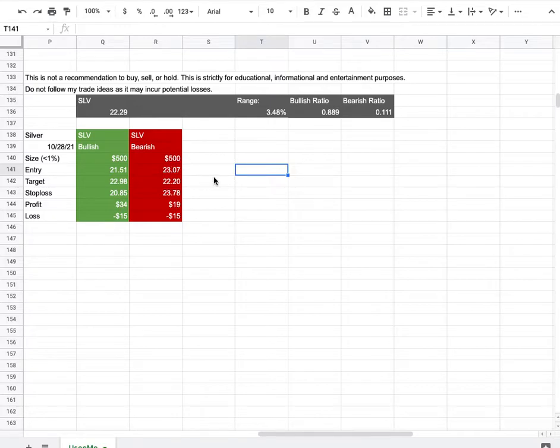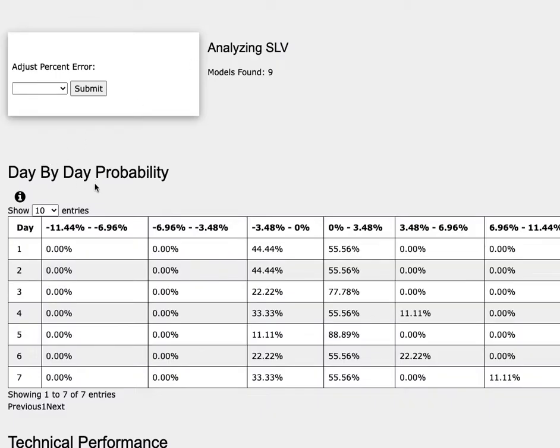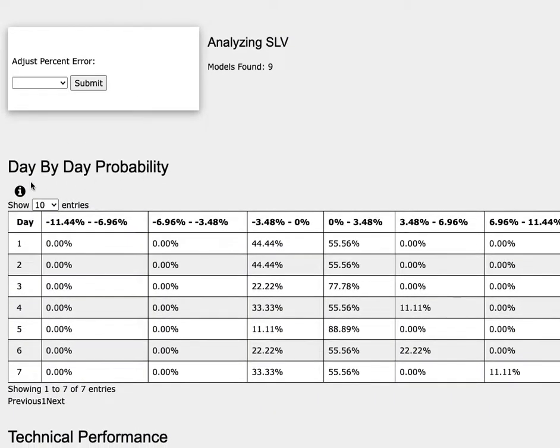So how did I develop these trade ideas? It all comes from the day-by-day probability model. As we progress to the 5th day or week of trading, silver futures has an 89% chance to climb between 0 to 3.5%. To the downside has 11% chance to fall between 0 to negative 3.5%.